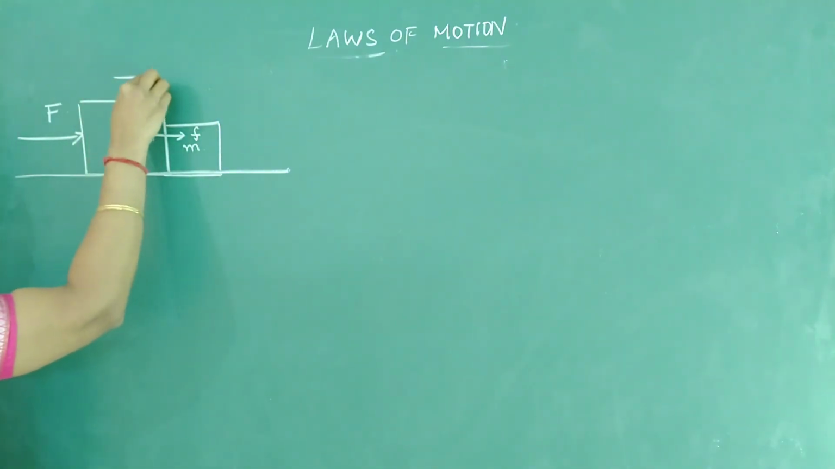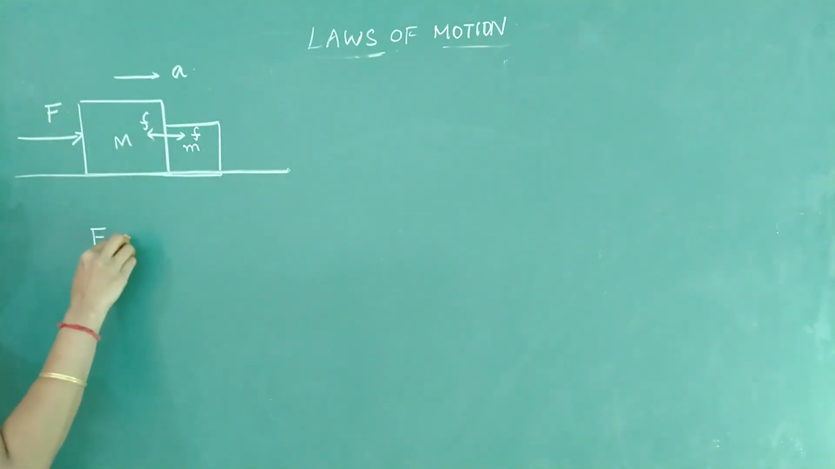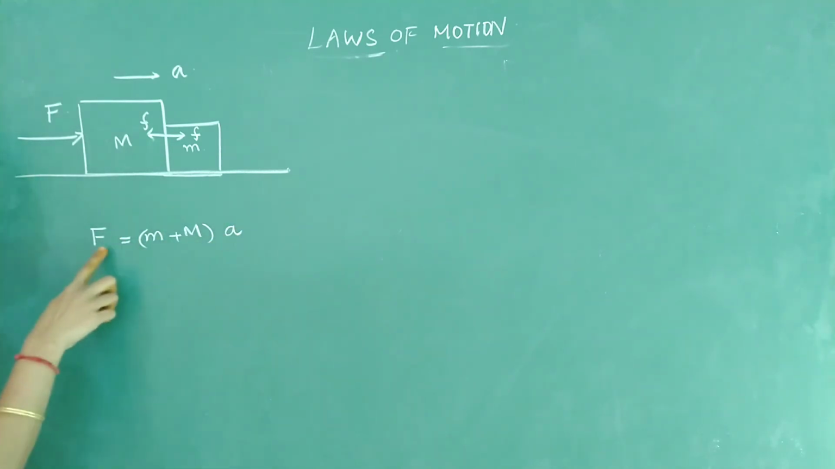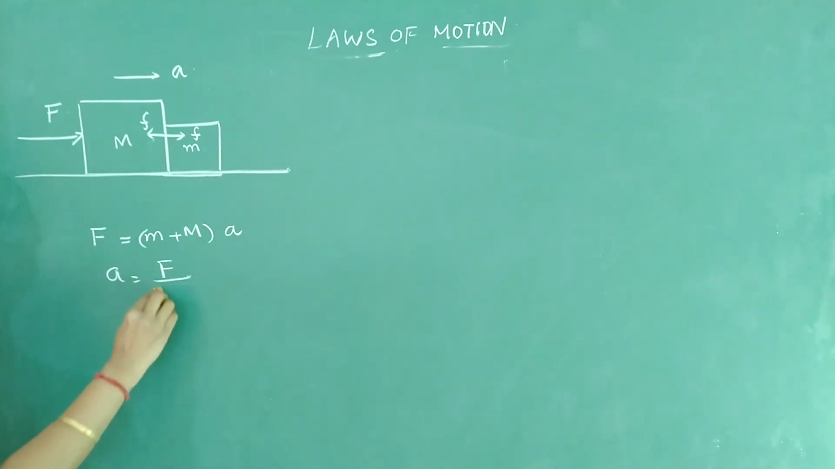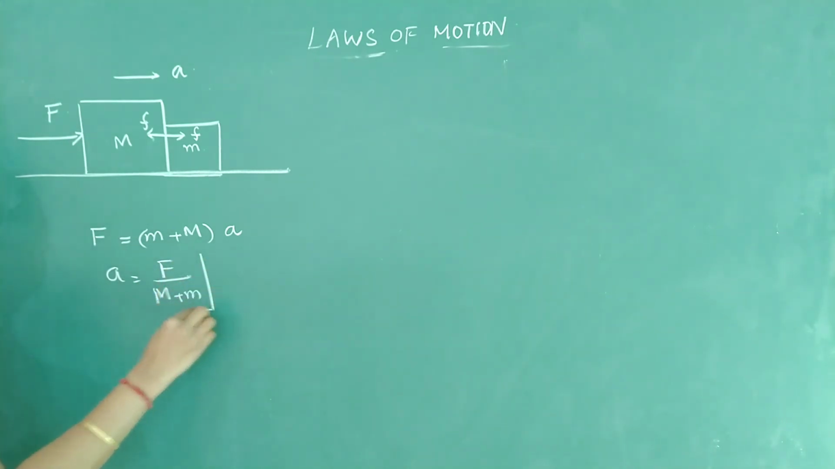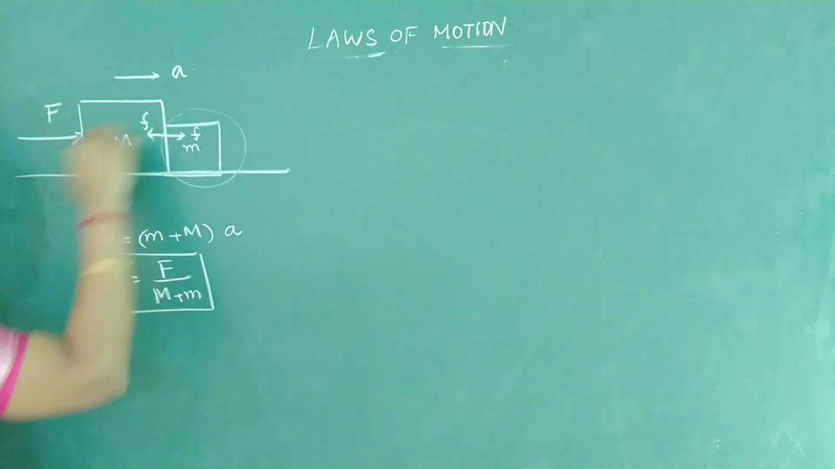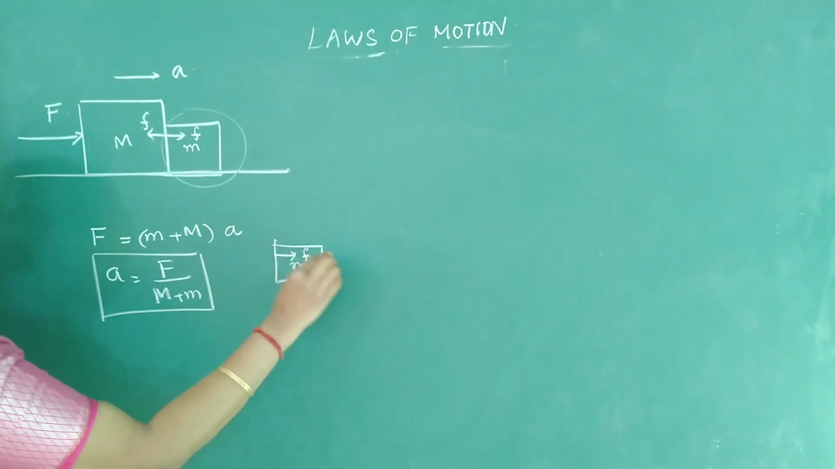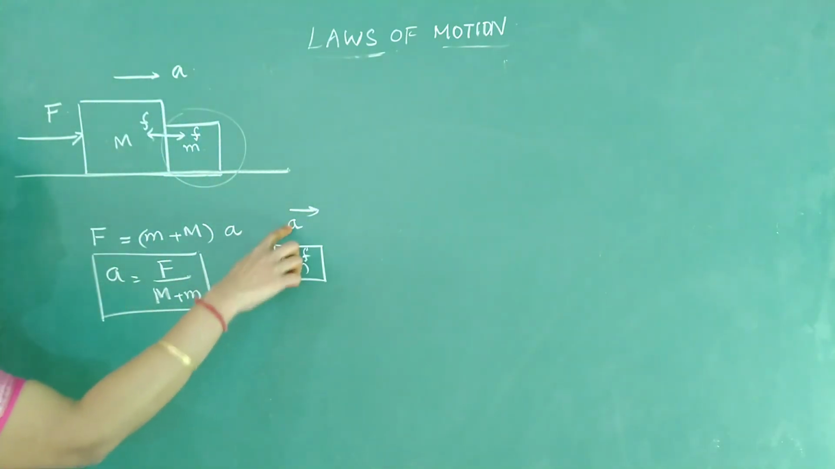So let us first find out what is the acceleration of the system. Net force is capital F, total mass into acceleration. Okay, acceleration is net force by sum of the masses. See, we have got the acceleration F by M plus m. Okay, now look at this free body diagram for small m. For small m, only force acting on it is f. And it is having an acceleration A. m into A.